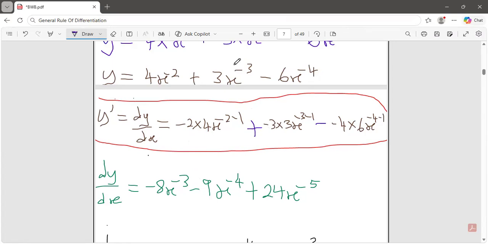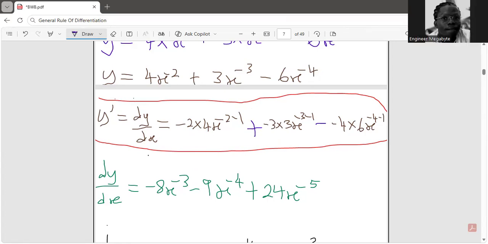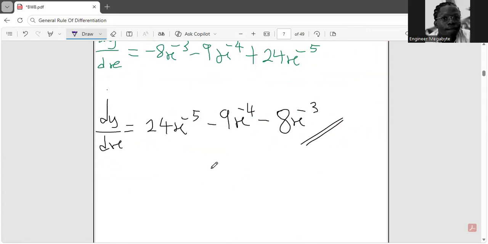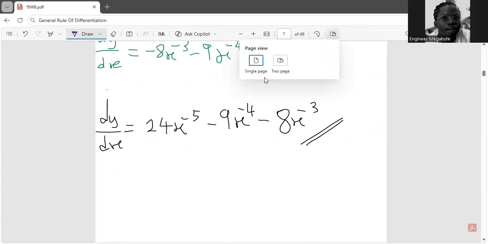Negative times positive is still giving negative. That is why we are getting negative 9x exponent what? Negative 4. Plus just 24 x exponent negative 5. You can still arrange it this way, and life is much easier.